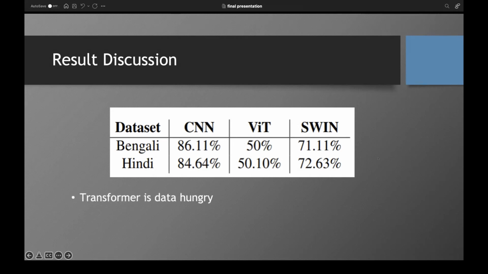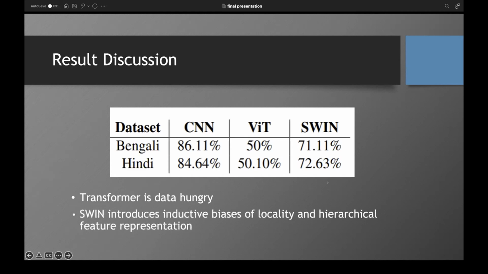This reduced accuracy happened because the transformer is a data-hungry model. Though it performs better than CNN, it's data hungry, but our dataset is pretty small. Also, Swin introduces inductive biases for locality and hierarchical feature representation. Also, it is translation invariant. That's why Swin performs better than ViT in this case.